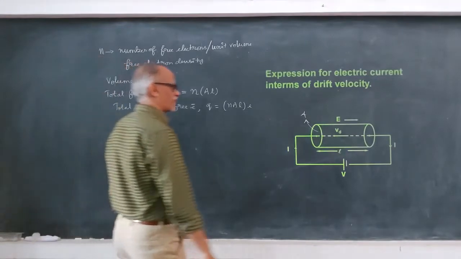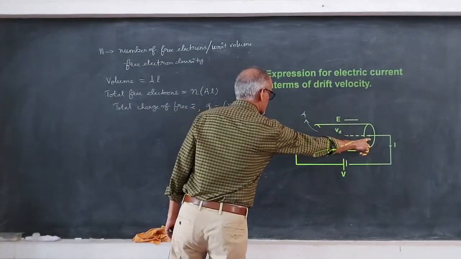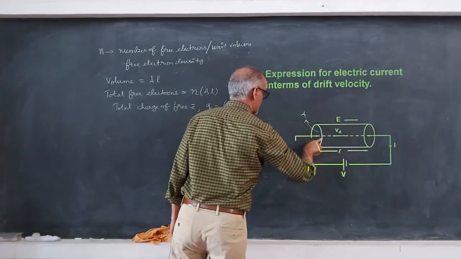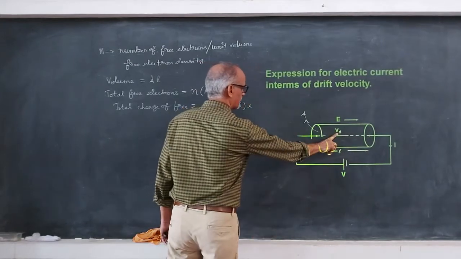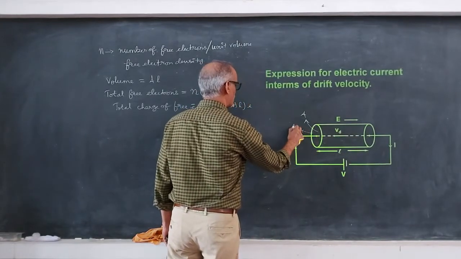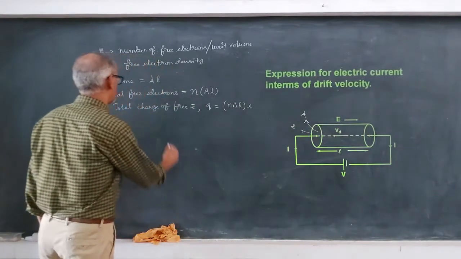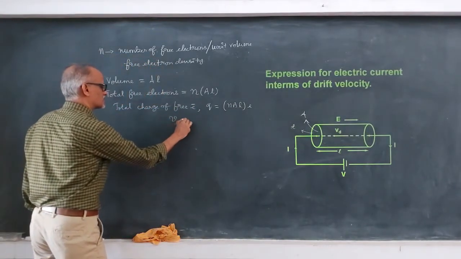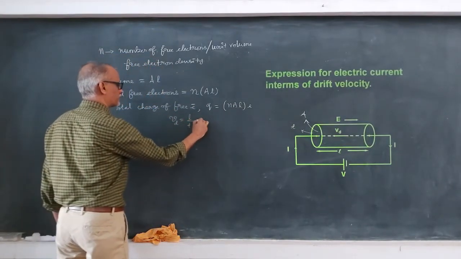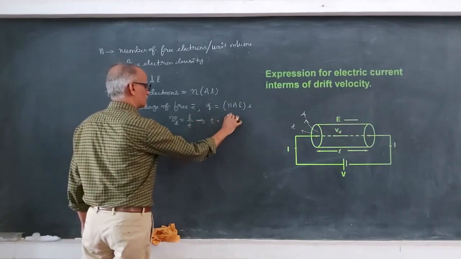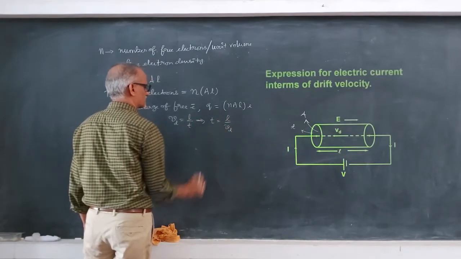Now, when the electrons move, the distance they cover is L with the average drift velocity Vd, and if small t is the time taken for it, then velocity is equal to distance by time, or time is equal to distance by the velocity.